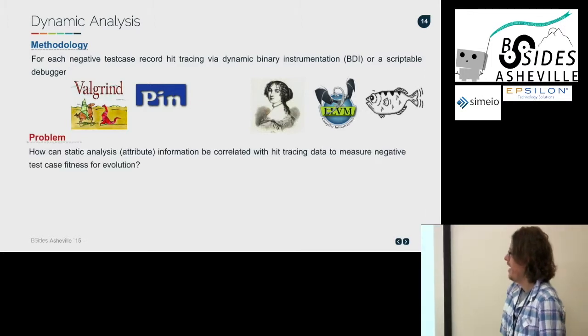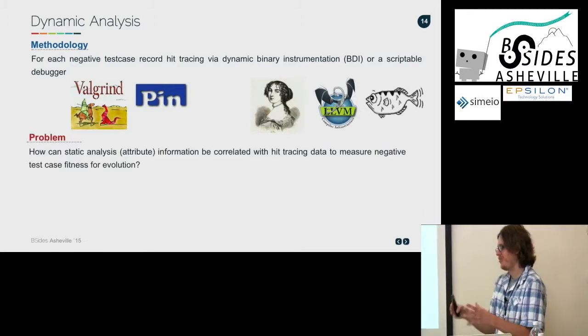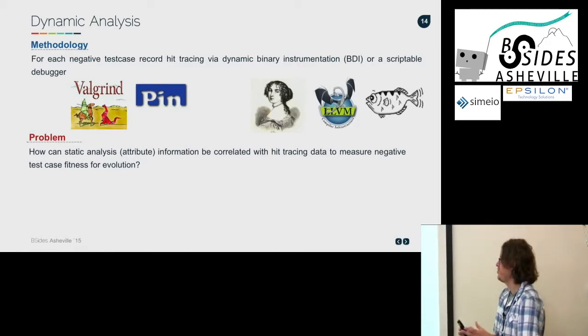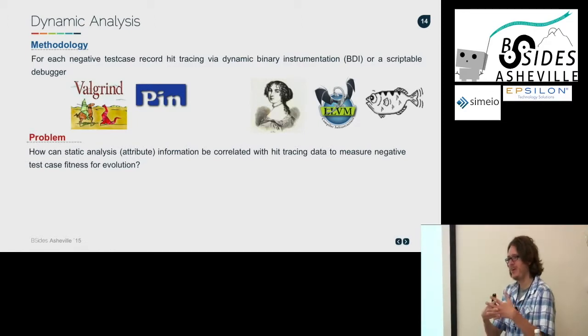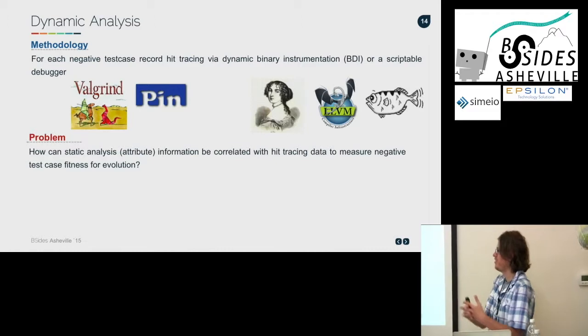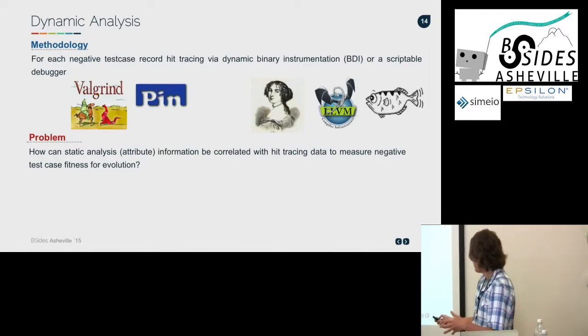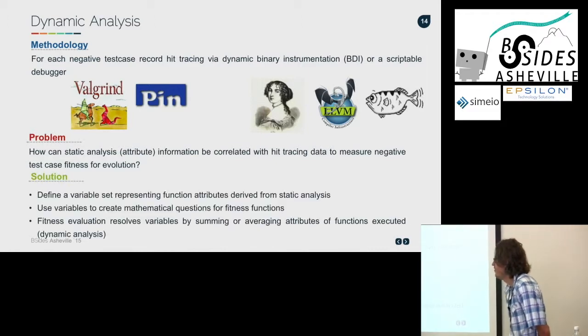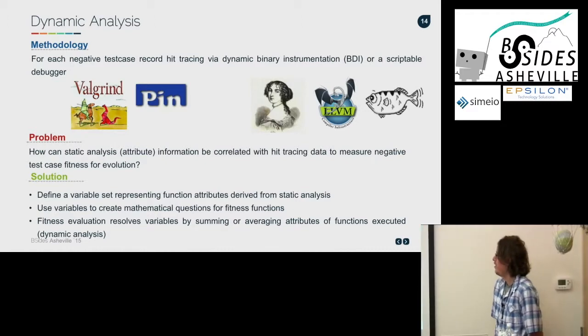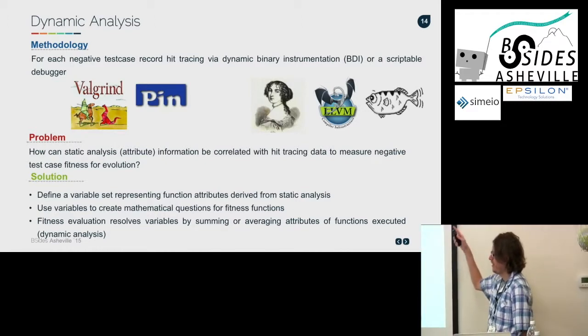But okay, I know what functions were executed in the program per negative test case. I've got attributes, but how do I bring those two together to get a scoring for each negative test case? Well, what we can do is define a variable set representing all those function attributes that we derive from the static analysis.